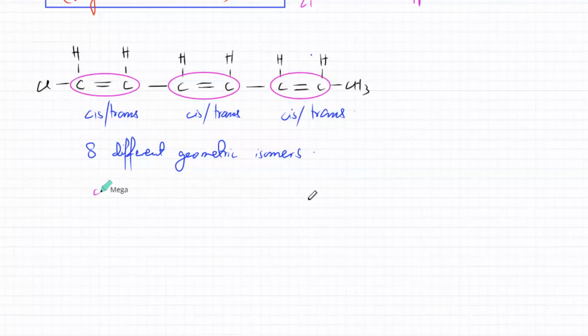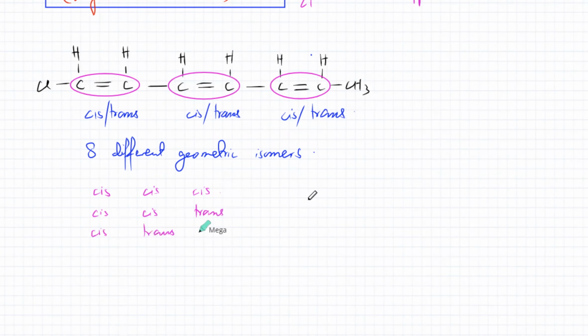So the first one is cis, the second one is cis, and the third one is also cis. Or you could have the first one is cis, the second one is cis, and the third one is trans. So that's a different 3-dimensional arrangement. Or you could have cis, trans, cis, which would give you a different shape. Or you could have cis, trans, and trans.